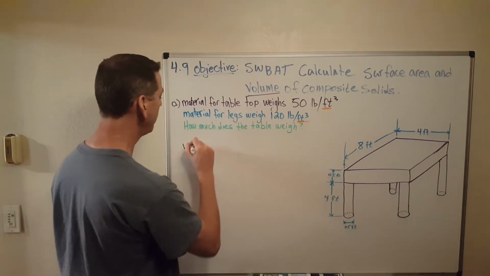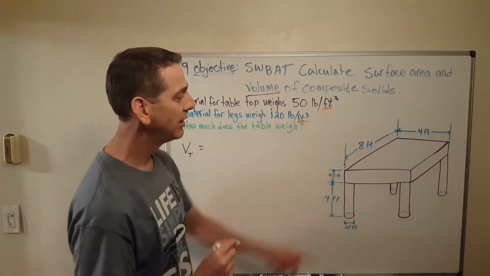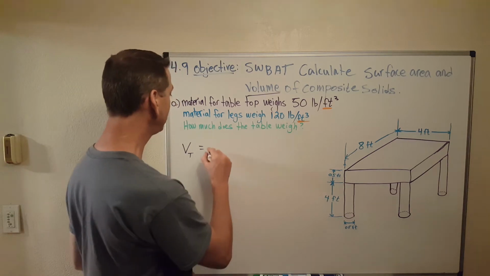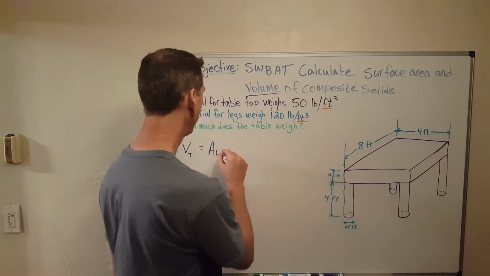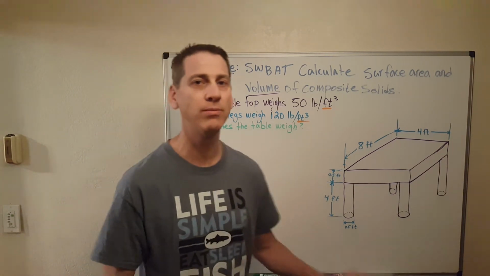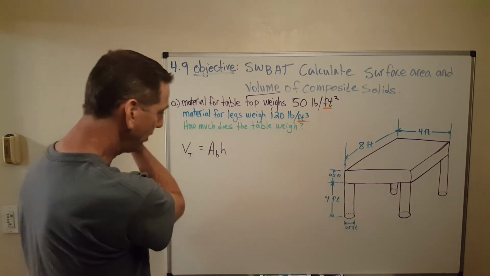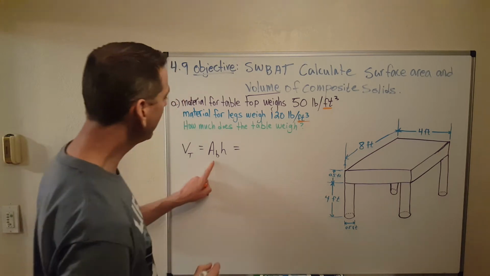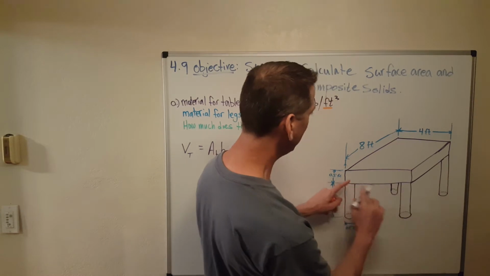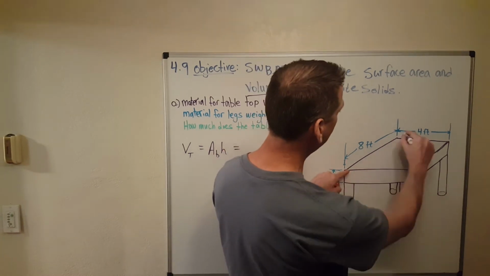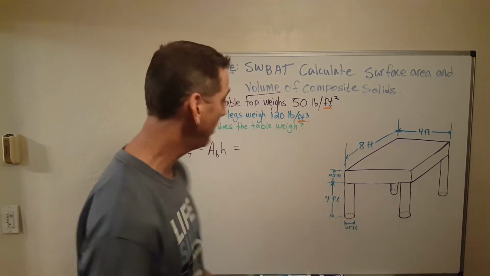I know that the volume of my tabletop, of this rectangular prism, is going to be the area of my base times the height. For any rectangular prism, that is my volume formula. So let's take a look here. What's the area of my base? Well, what are the dimensions? This is an 8 by 4, isn't it? So the area of the base is just going to be 8 by 4.